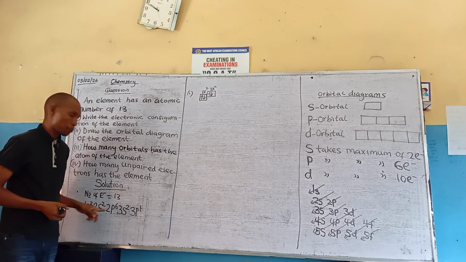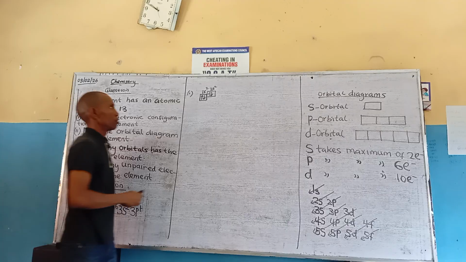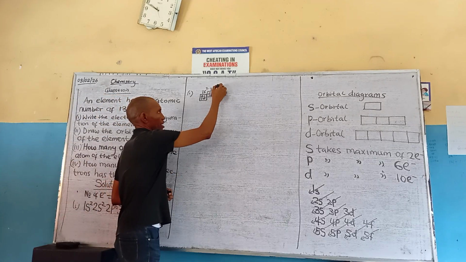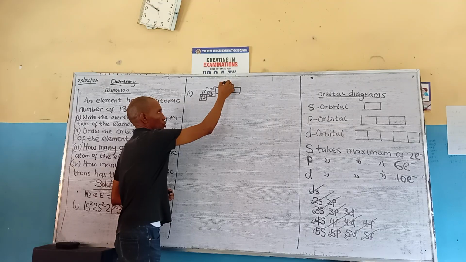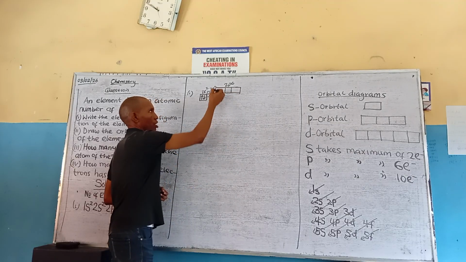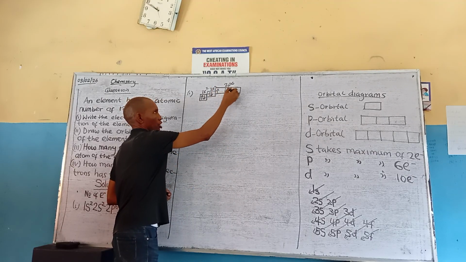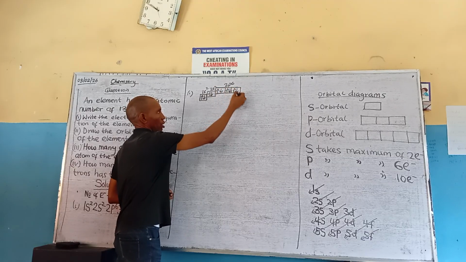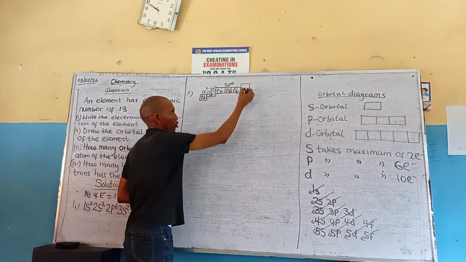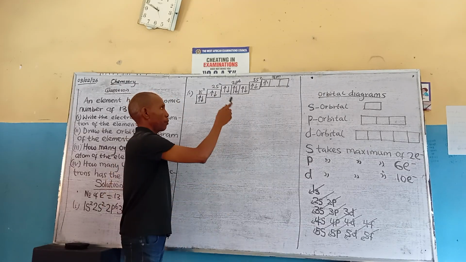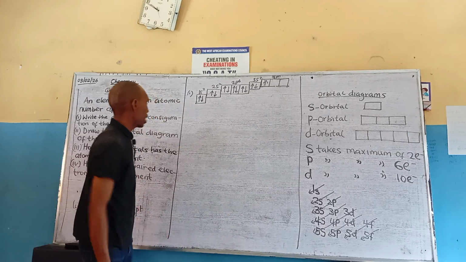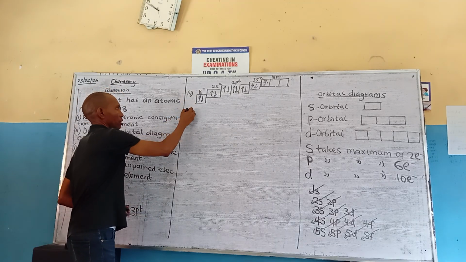We move on to 2p6. Raise the energy level 2p. 2p6, 6 electrons. They will enter singly before pairing, according to Hund's rule. Then we go to 3s. 3p1. Now we move on to the next question.